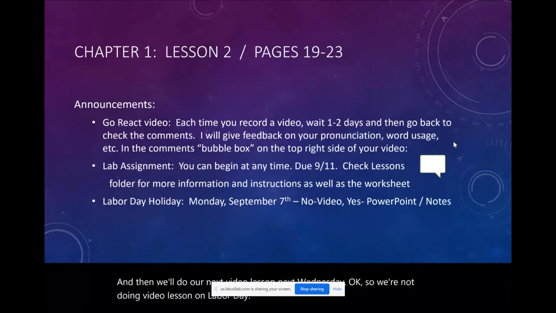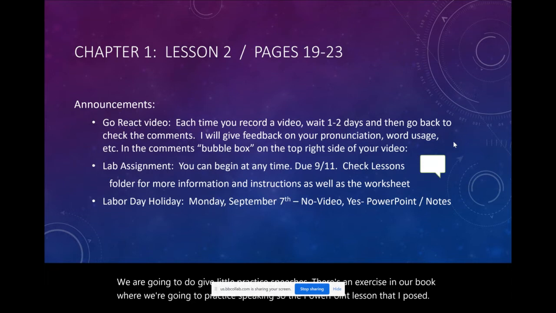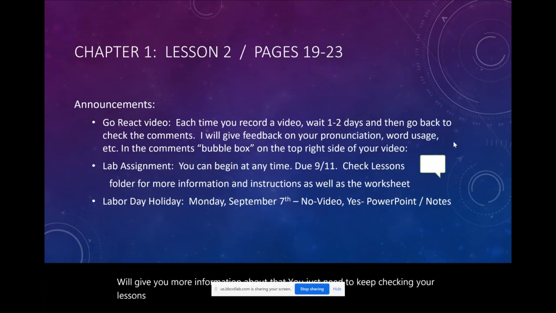And just so you know, next Wednesday we are going to give little practice speeches. There's an exercise in our book where we're going to practice speaking. So the PowerPoint lesson that I post will give you more information about that. You just need to keep checking your lessons folder, and you'll be in week 2 this week. And then next week, week 3, just go in there and follow from top to bottom. Do the first assignment first, the second one second, and just follow those.